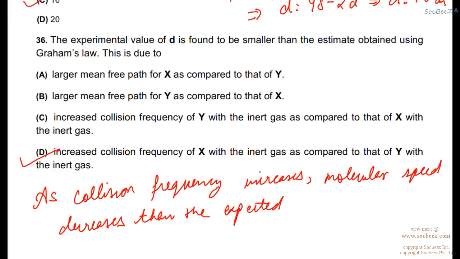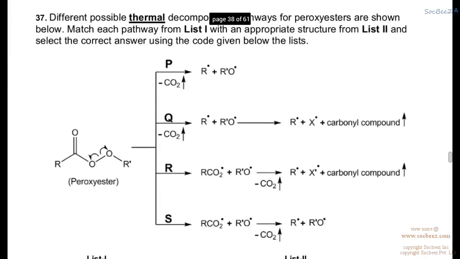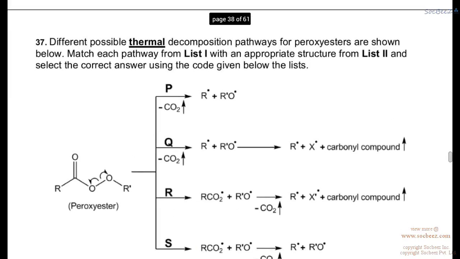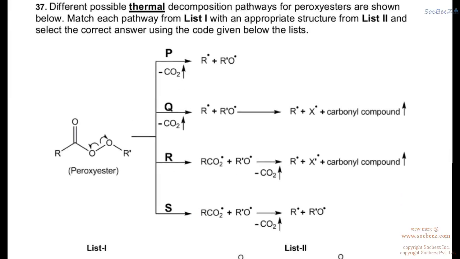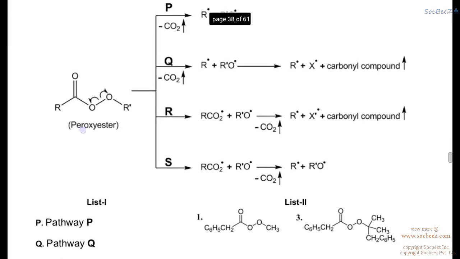Okay, now we're moving on to another question. The question is a matching list type question. Different possible thermal decomposition pathways for peroxyesters are shown below. Match each pathway from list 1 with an appropriate structure from list 2 and select the correct answer using the code given below the list. This is the given reactant, and these are the different conditions and these are the products.